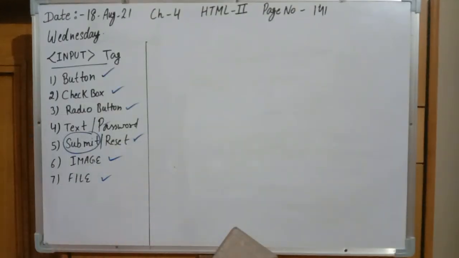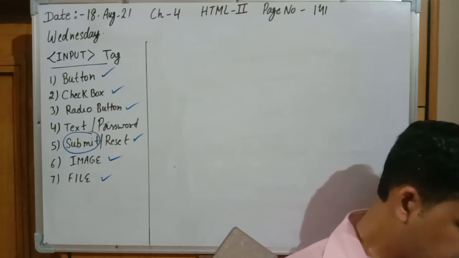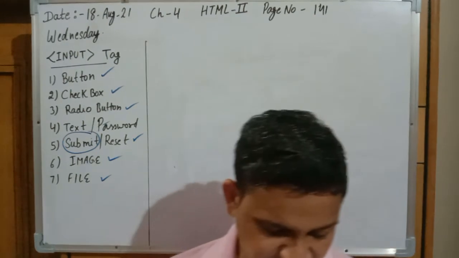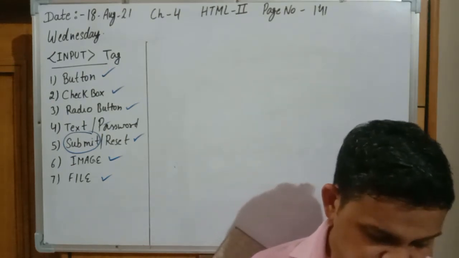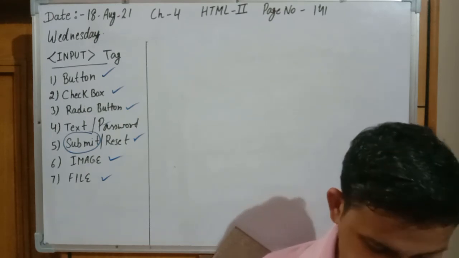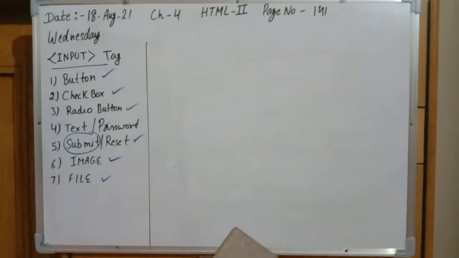Next part is related to the select tag. We will discuss this part in the next session. So today we have studied example numbers, as per your book, 6, 7, 8, 9 and 10. In the next video we will discuss example numbers 11, 12, 13, 14 and 15. So this is all for today's session.